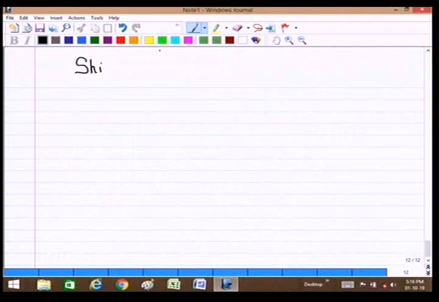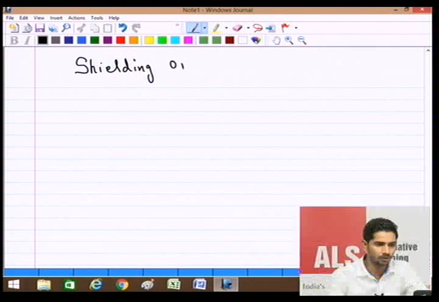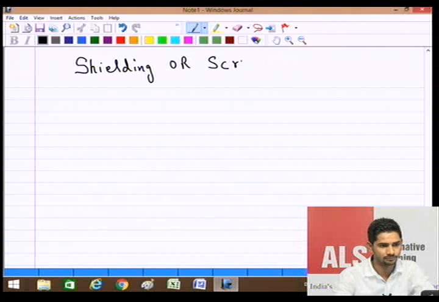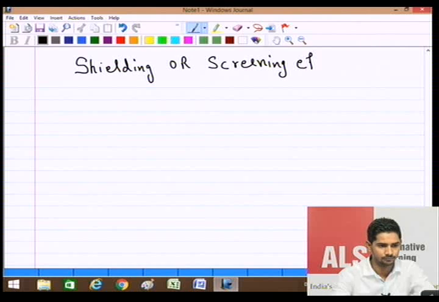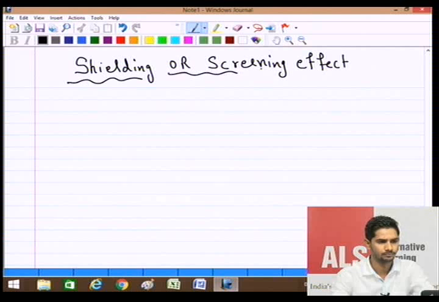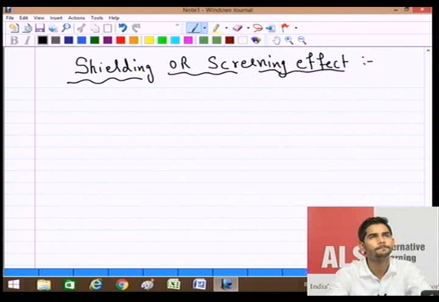Next topic is shielding or screening effect. Have I written the right spelling for shielding? Is it right?